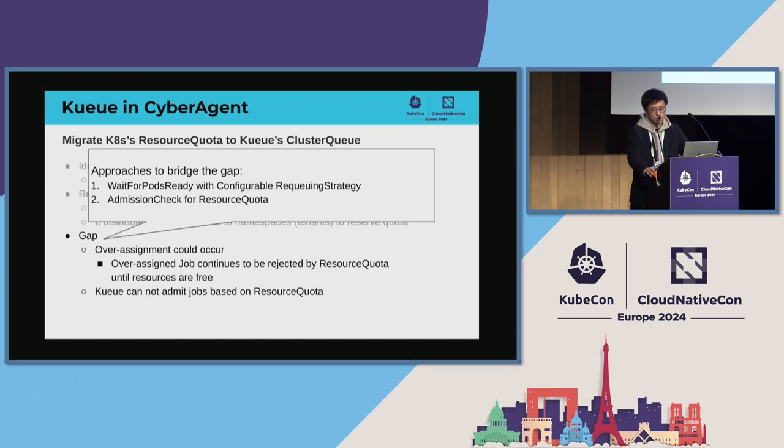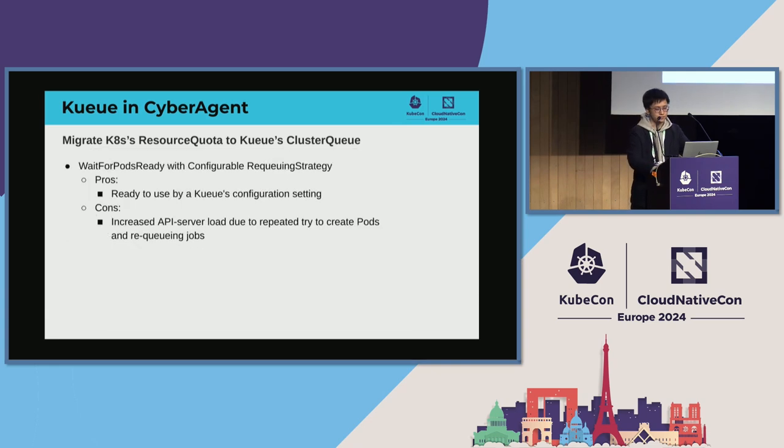So we considered two approaches to migrate from the existing system to Kueue. The first approach is wait for pods ready. And the second approach is admission check for resource quota. After we evaluated the two approaches, we selected the second one, admission check for resource quota. In the next slide, let me explain the result of the evaluation.